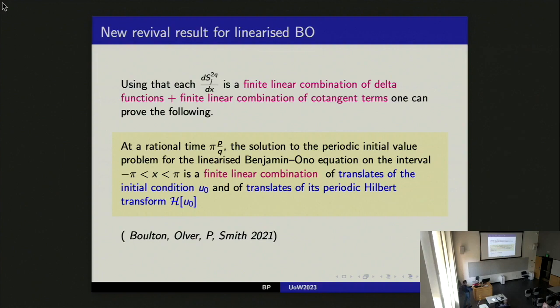So at rational times, the solution is a finite linear combination, not just of translates of the initial condition, but also translates of its periodic Hilbert transform. So that was really neat, and we were really happy with it. And so we went and also looked at other non-local problems just to see what we could say.